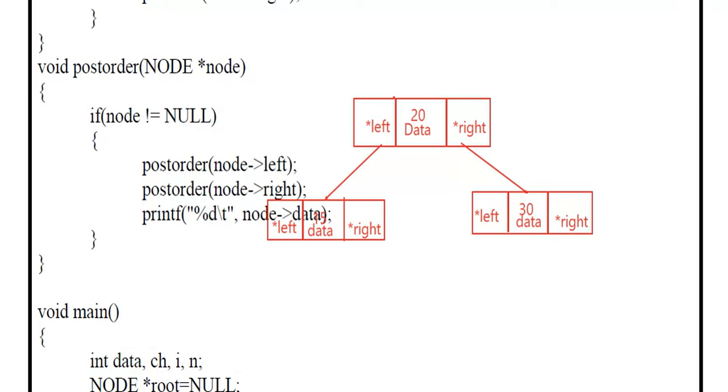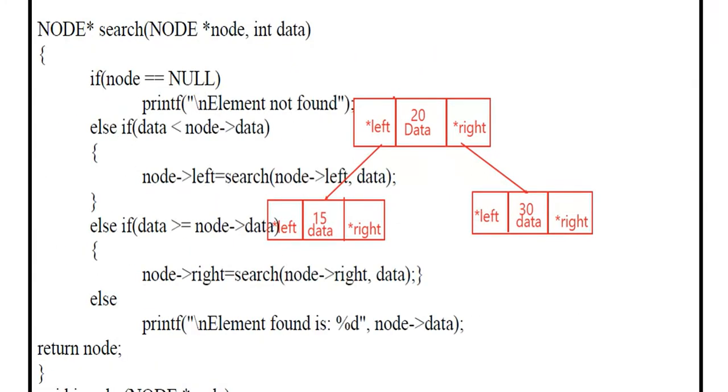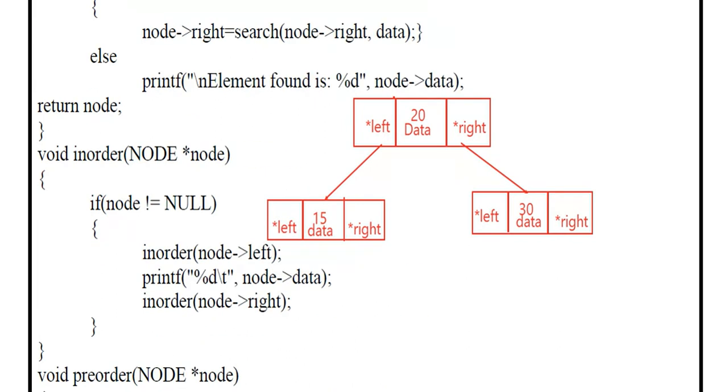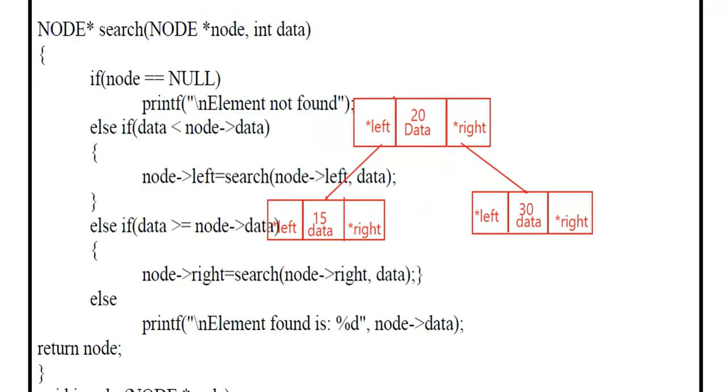So one more function we have here is the search function. In the search function, we pass the root node address and the data to be searched. If the node is not equal to null, that means we have some nodes, and through all those nodes we need to search. If the node is equal to null, that means the tree is empty.